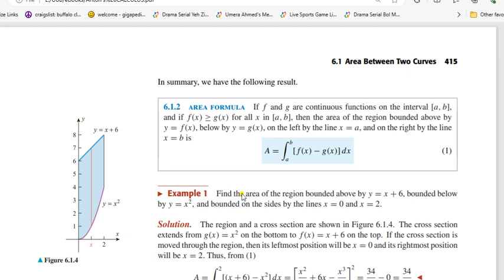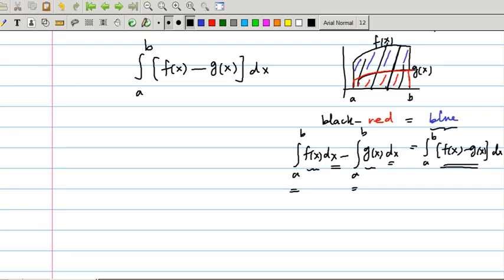So here it is written. If your f(x) remains above g(x), both are continuous functions, then the area of the region bounded above is this. So this is the top curve and this is the bottom curve. Above minus below, top minus bottom. That's how you can remember the formula. So this is the top curve minus the bottom curve. Top minus bottom and integrate.